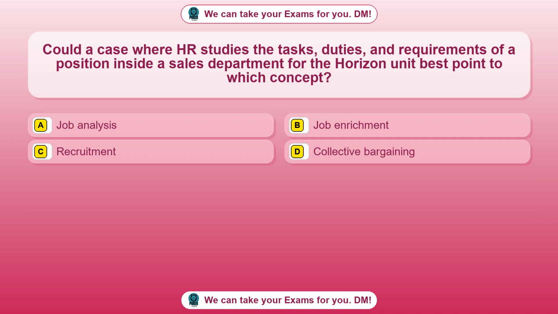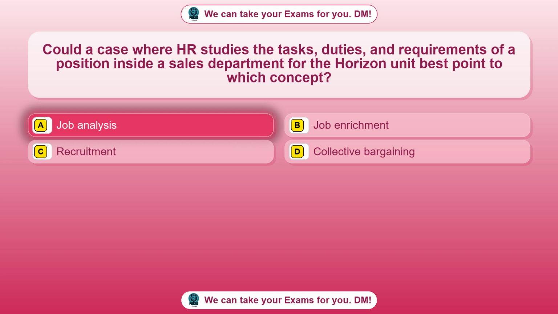Question 4. In a case where HR studies the tasks, duties, and requirements of a position inside a sales department for the Horizon unit, which concept does it best point to? Option A, job analysis. Option B, job enrichment. Option C, recruitment. Option D, collective bargaining.